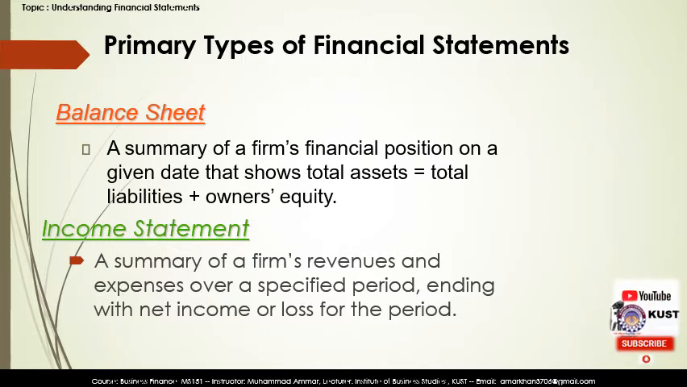And the income statement is a summary of a firm's revenue and expenses over a specified period, ending with a net income or loss for the period. Or we can say the profit and loss statement, in which we can see whether the firm is getting profit or is in loss. So the income statement shows us a firm's profit and loss.